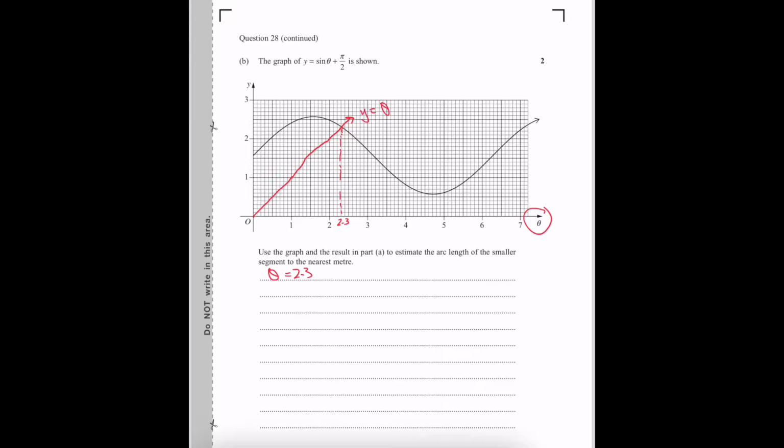Sorry, let me continue this in black. We know the arc length is equal to r times theta. And so that means it's equal to 10, which is the radius, times 2.3, or at least it's approximately equal to, because that's what we're using with the intersection of the curve. And that's equal to 23 meters. And that's our answer there.